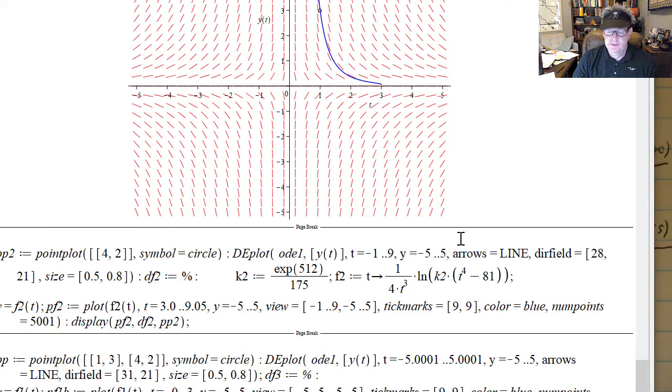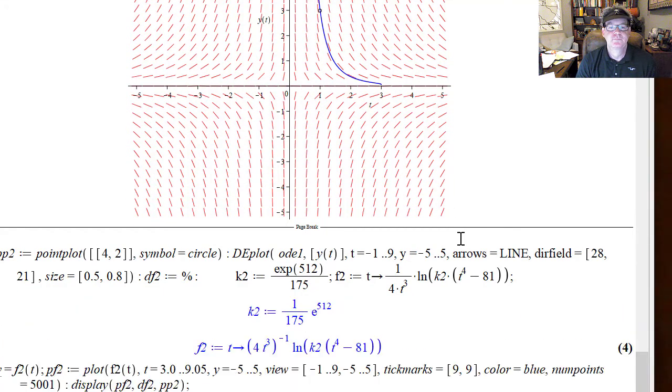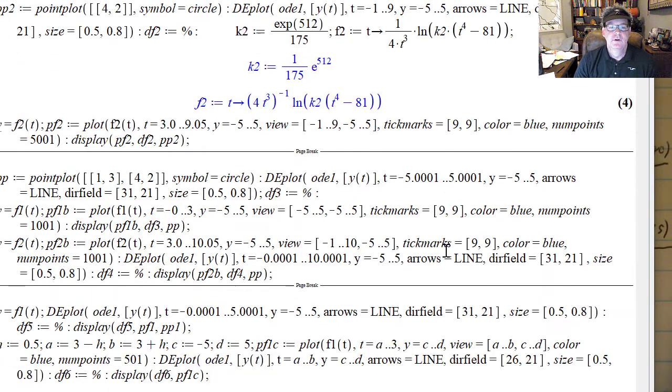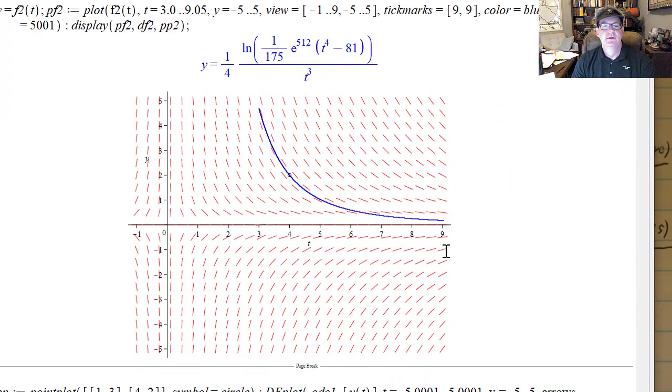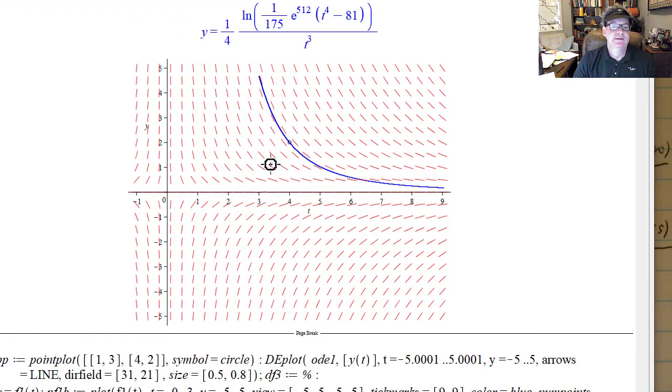If we look at our other solution, it goes through 4, 2. There it is, goes through 4, 2. And again, it's going up to 3, and then it kind of stops. I kind of wondered if it went to plus infinity, but no matter how high I graphed, it didn't go up. So it looked like it just stopped, as far as I could tell just from graphing.